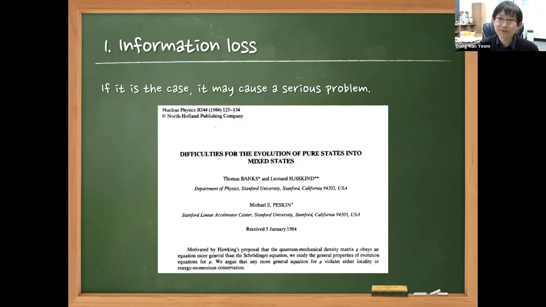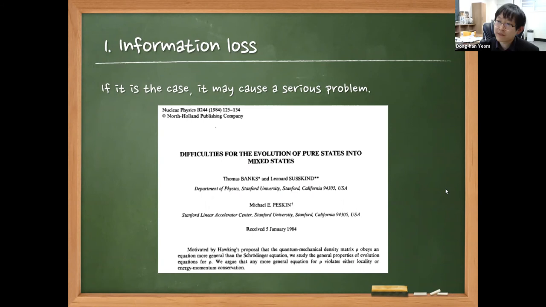However, what we need to mention is this paper from 1984, by Banks, Susskind, and Peskin. The title is Difficulties for the Evolution of Pure States into Mixed States. If there is non-unitary evolution, then the conclusion is: we argue that any more general equation for rho violates either locality or energy momentum conservation. So their conclusion is that once we accept the loss of unitarity, then energy momentum is not conserved. So the universe becomes hotter and hotter, and eventually it becomes a disaster. So we should not accept that possibility. This was the paper of Banks, Peskin, and Susskind.